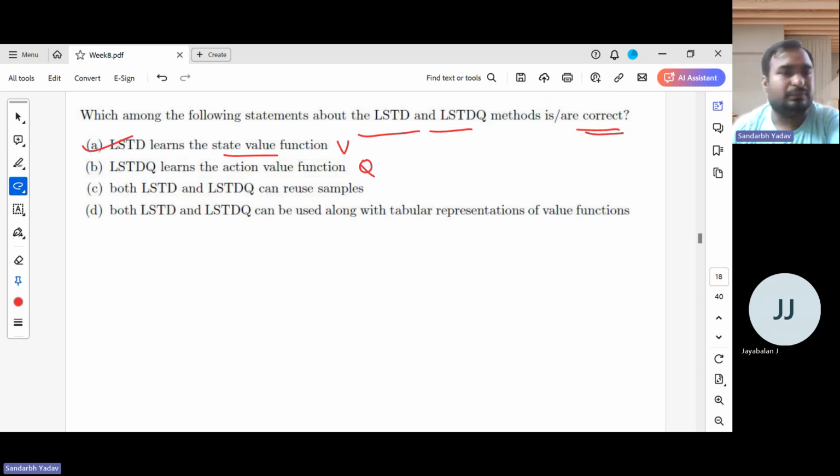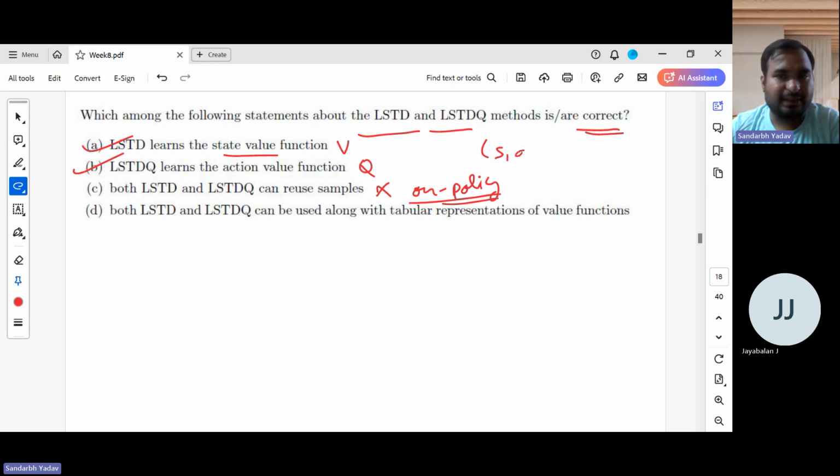This is also true. Both LSTD and LSTDQ can reuse samples. Can they reuse samples? No, because it has to be on policy. If we reuse already seen samples, then we will no longer be on policy. We will be moving to an off policy kind of setup. So we cannot reuse samples like that.